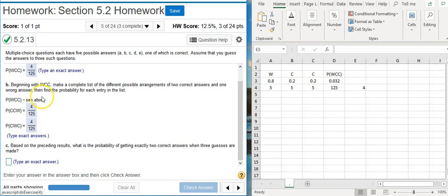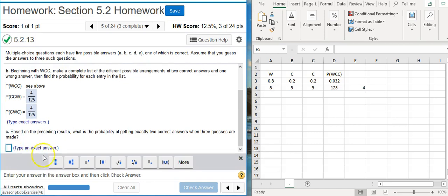So it could be that we get this outcome here, the first one wrong and the second two correct. Or it could be that we get the first two correct and the last one wrong. Or it could be that we get the second one wrong with the first and third correct. We're going to get one of those outcomes, first or the second or the third. Or, when we're dealing with probability, means we add. So we're going to add 4 over 125 to itself 3 times.